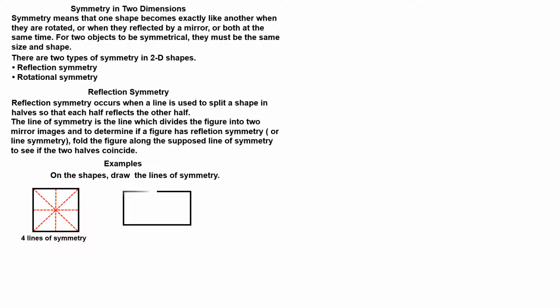Rectangle. This is a line of symmetry. This is a line of symmetry. In a rectangle, the diagonal is not a line of symmetry because if you fold the figure along the diagonal, you can see that the two halves do not coincide. The line will be a line of symmetry when the figure is folded across that line so that one half of the figure will coincide with the other half.